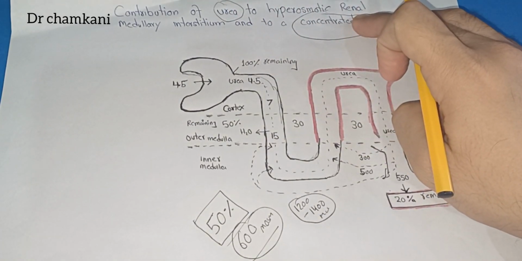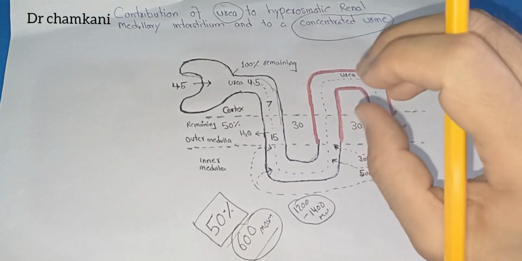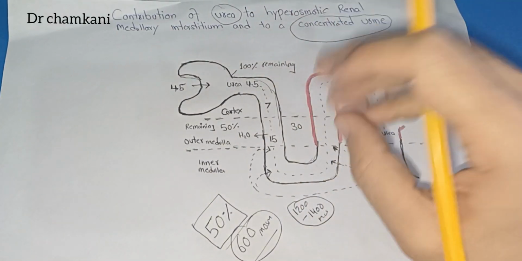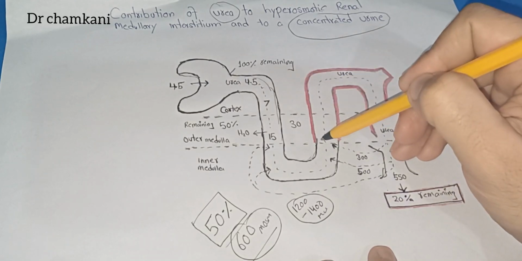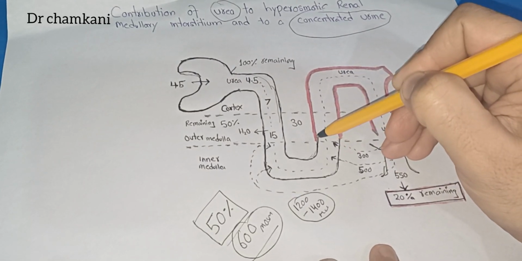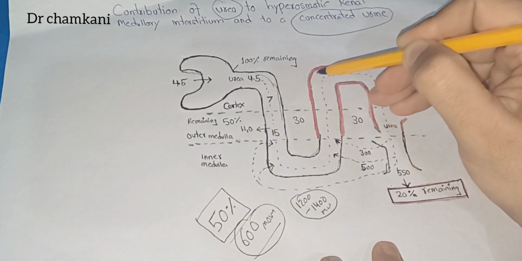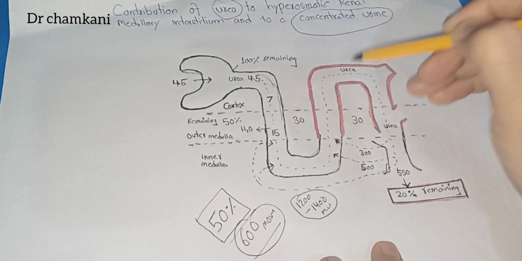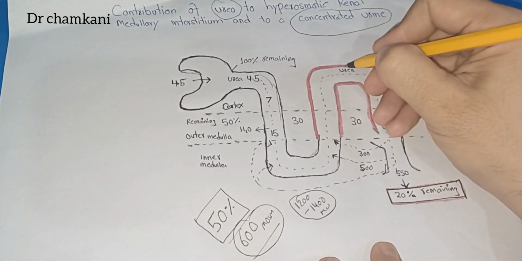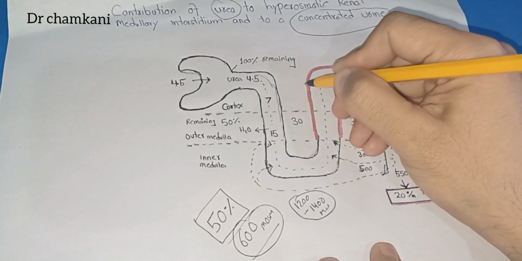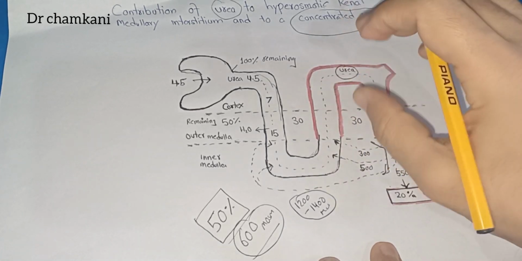How does urea contribute to the hyperosmolarity of the inner medulla? The thin ascending limb of the loop of Henle, the thick ascending limb of the loop of Henle, the distal tubule, and the cortical ducts are impermeable to urea. Urea cannot be reabsorbed from these regions.